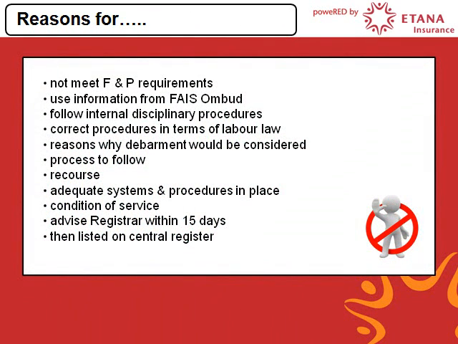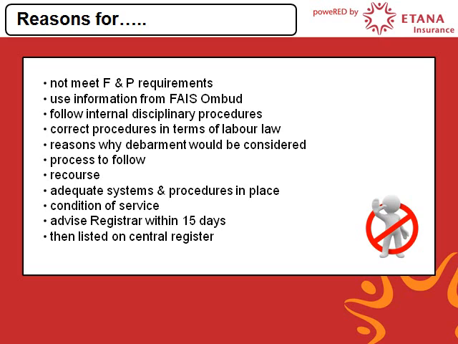The reasons for debarment and debarment procedure. We know that a representative must be debarred when he does not meet the FAIS fit and proper requirements. In addition, the FSP may also use information regarding the conduct of a representative received from the Ombudsman for Financial Service Providers, the Registrar, and any other source. In certain instances, it will be necessary to follow internal disciplinary procedures. For instance, where a lack of honesty and integrity of the representative is cause for debarment.